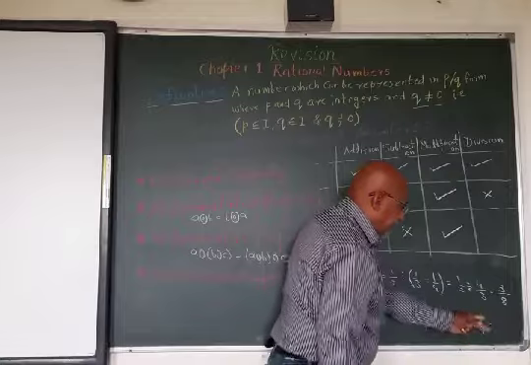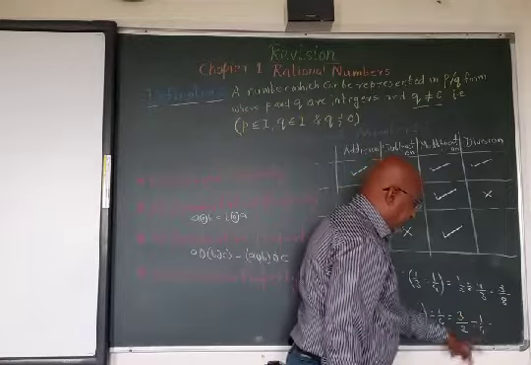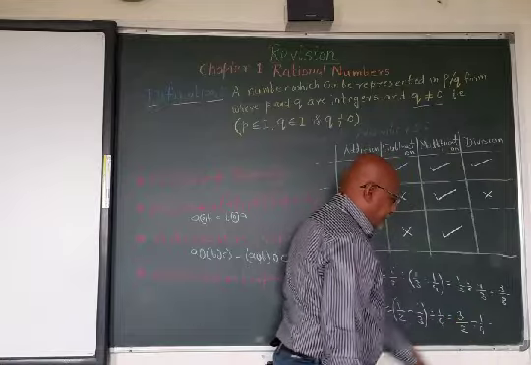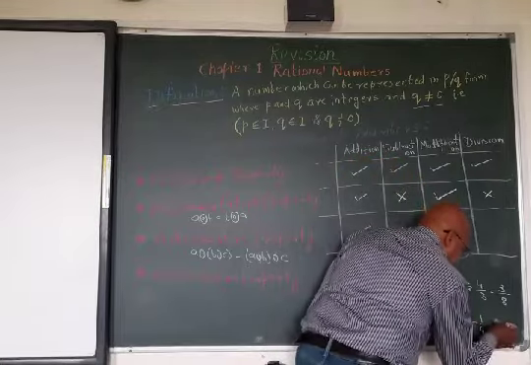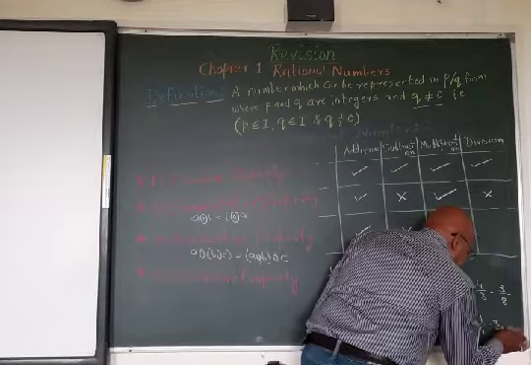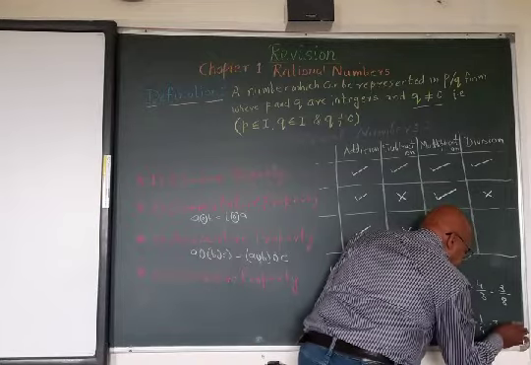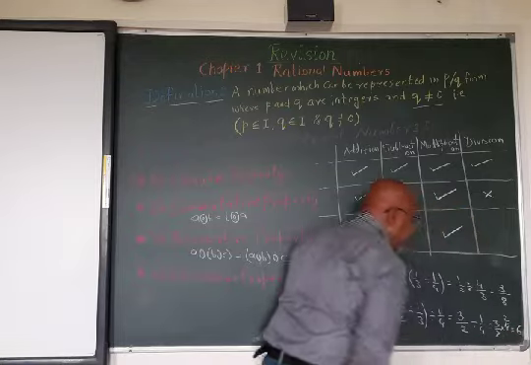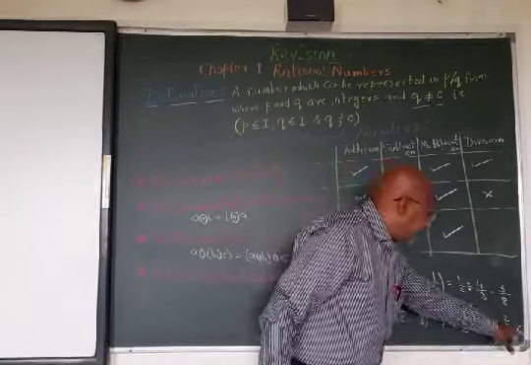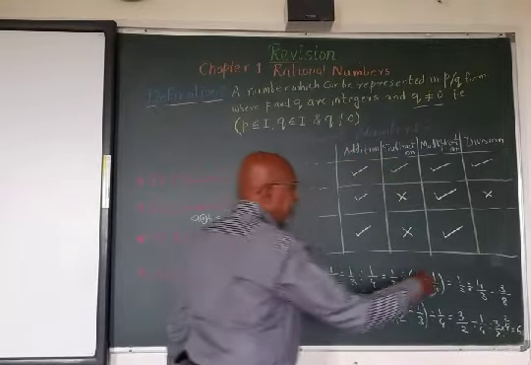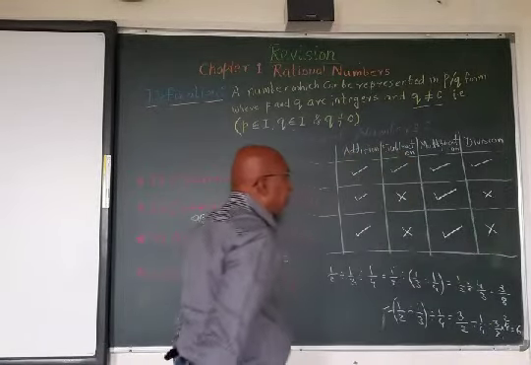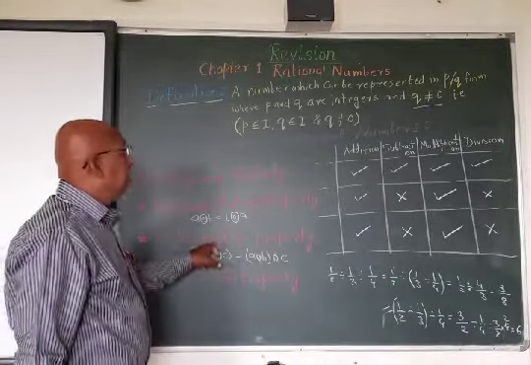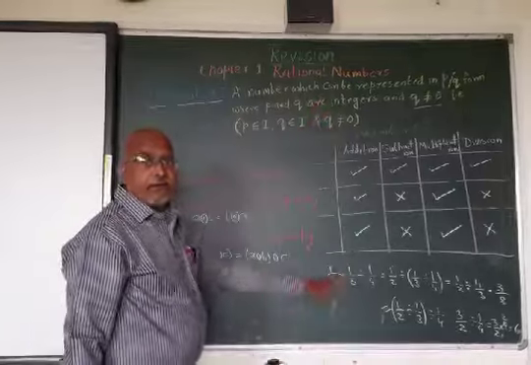Now here, 1 by 4 will get reciprocal in multiplication. So 3 by 2 into 4, 2 on the 2 to the 4, the result is 3 into 2, 6. So see here the results are changing. Hence we can say that division is not associative in rational numbers.